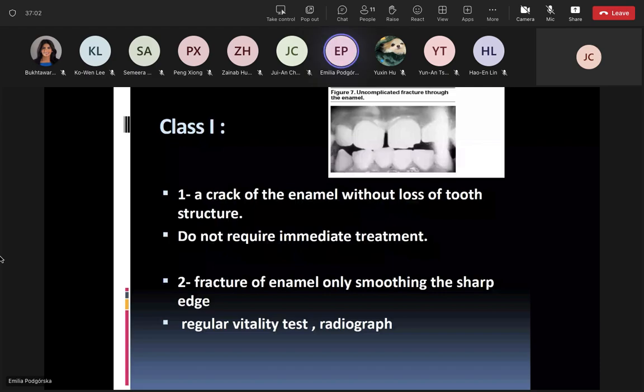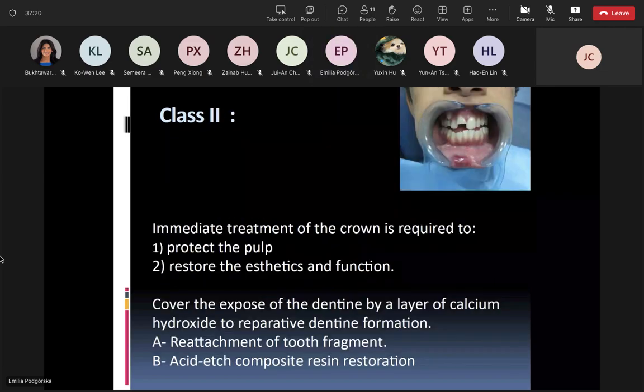Class 2, immediate treatment of the crown is required to protect the pulp and restore aesthetics and function. Cover the exposure of the dentin with a layer of calcium hydroxide to stimulate dentin formation, reattachment of the fragments, or acid etch composite restoration.